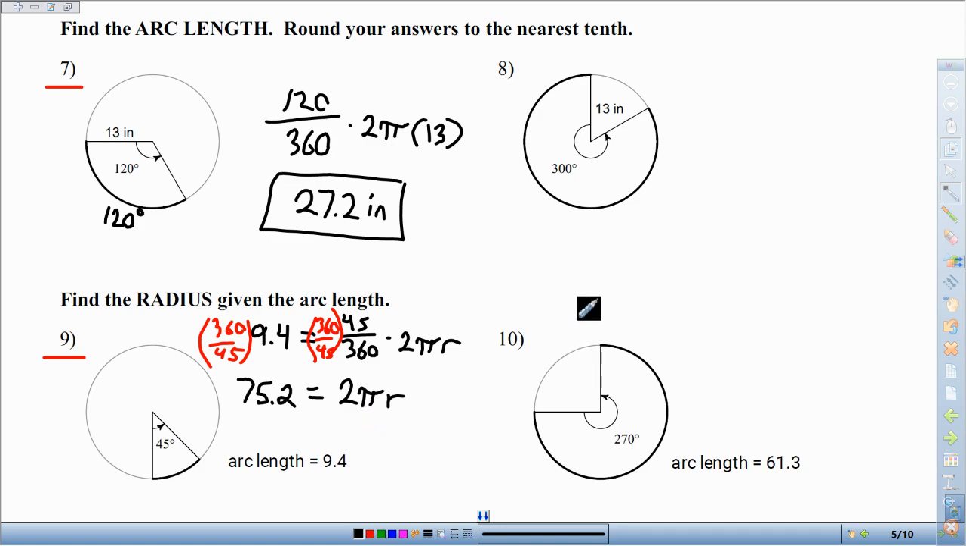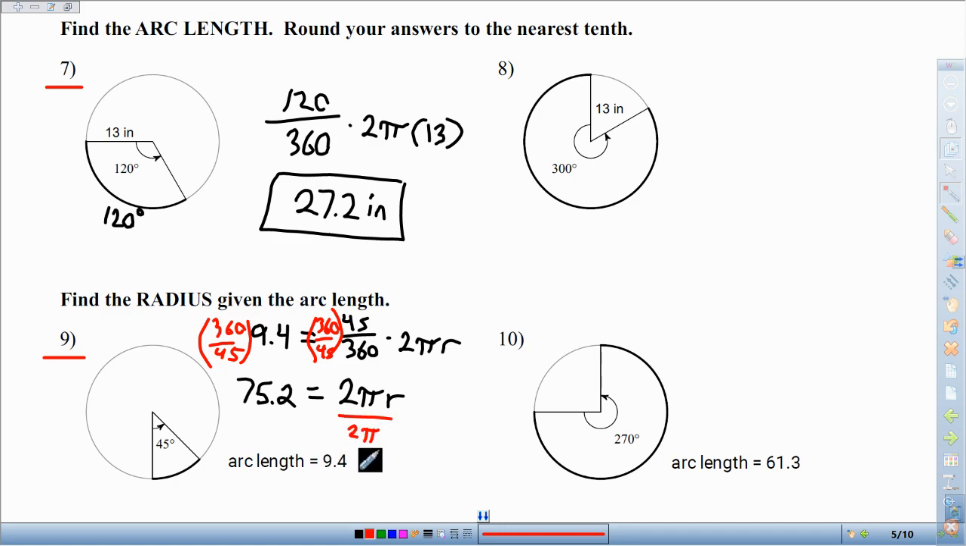Okay, so here's a big thing. When we go to solve for r and get rid of 2 and pi, we can get rid of those individually. We can divide both sides by 2 and then divide both sides by pi, and we'll get our answer. You could also get rid of them at the same time by dividing by 2 pi, both things.